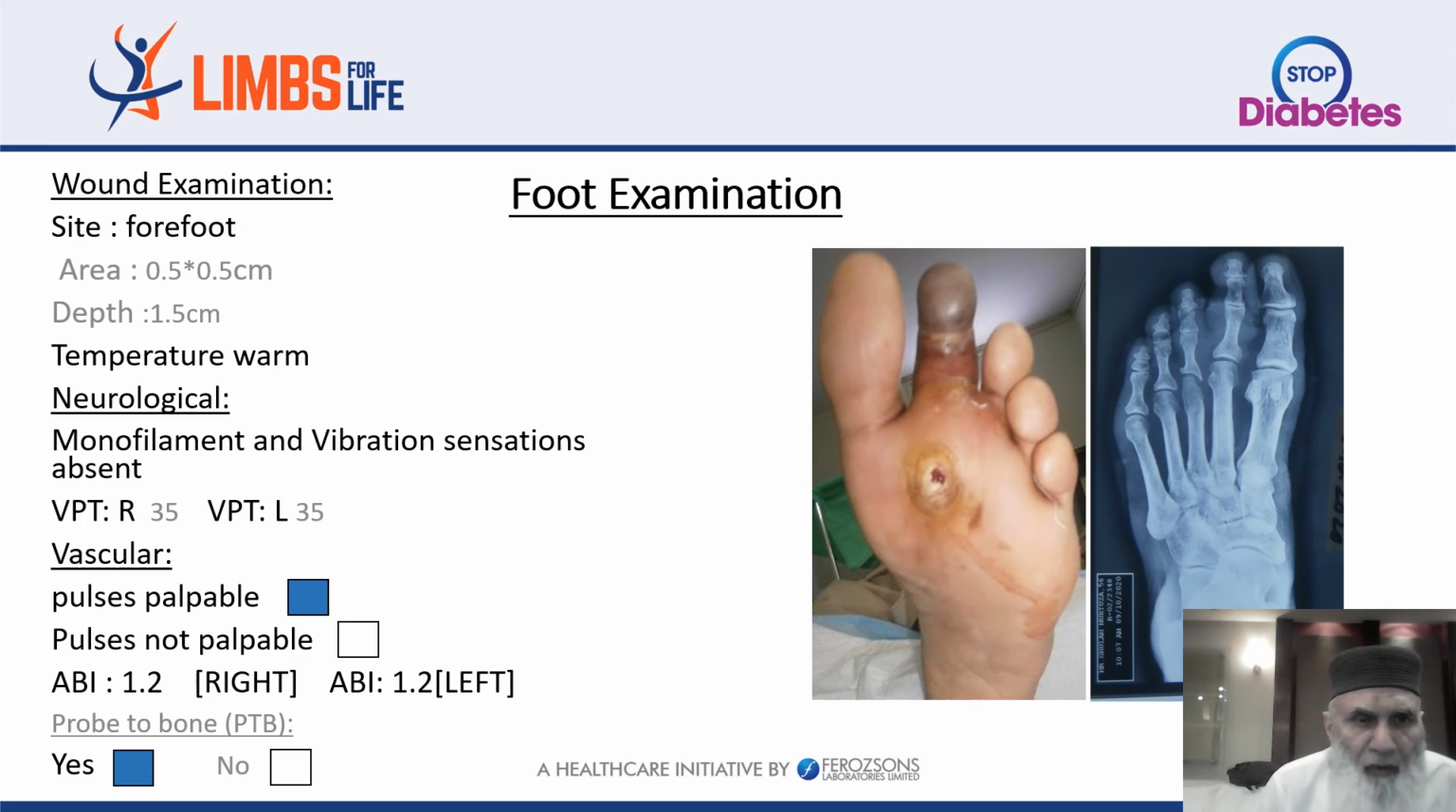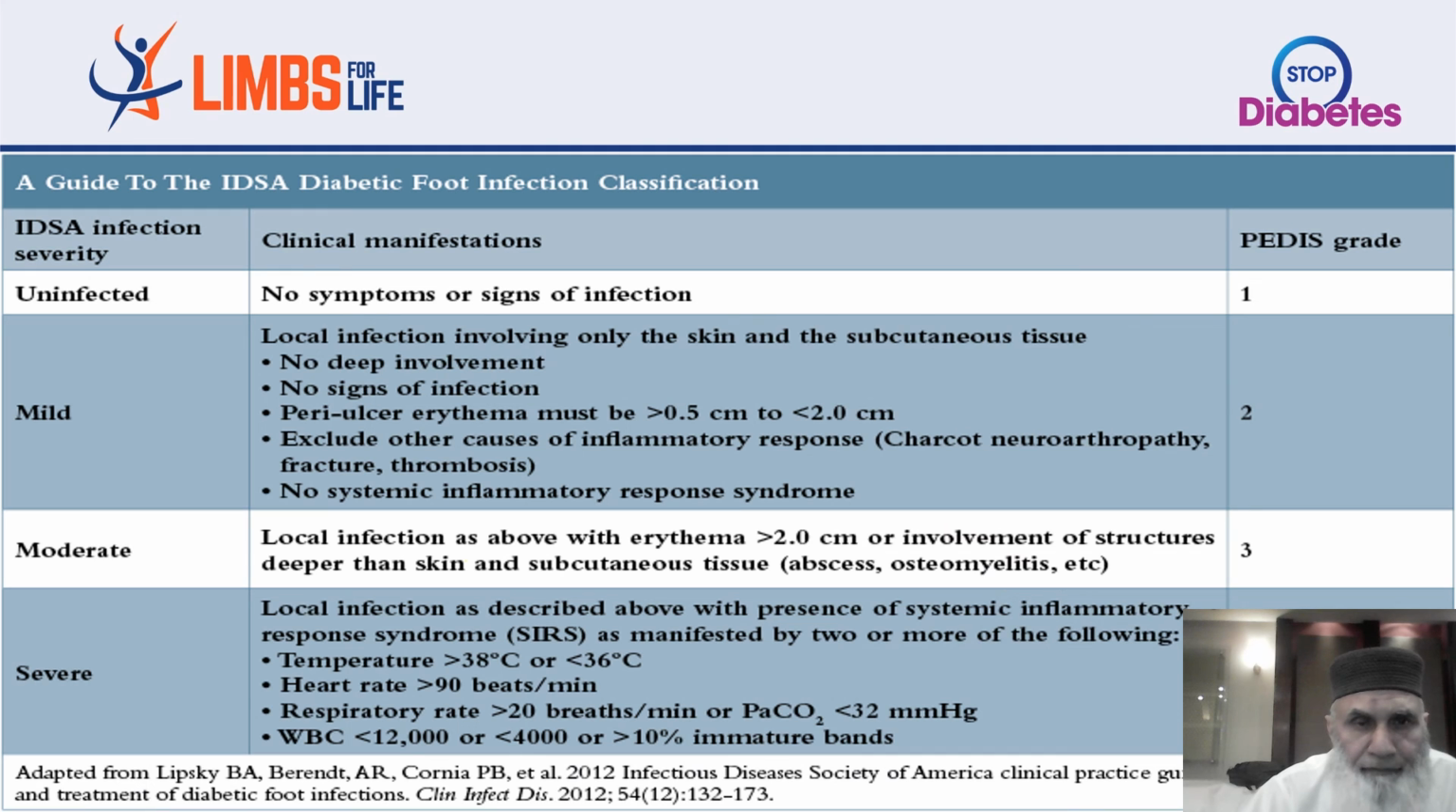Temperature, it was warm. Microfilament and vibration sense absent. VPT on the right side was 35 and VPT on the left side was 35. Pulses were palpable, and ABI was 1.2, which was in the normal range on both sides. And probe to bone was positive.